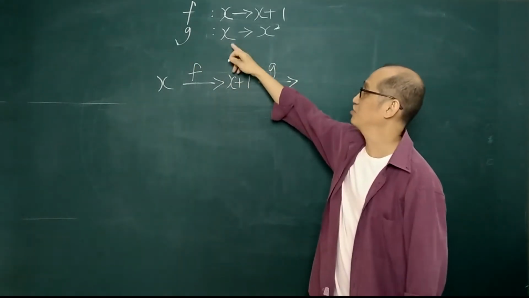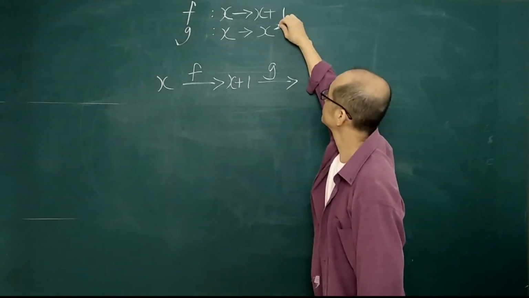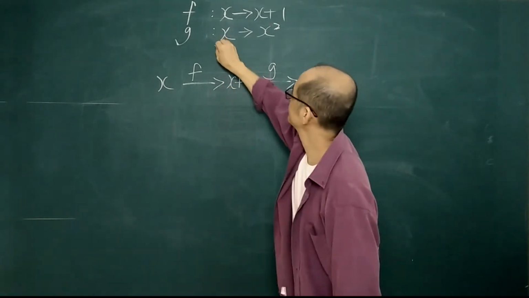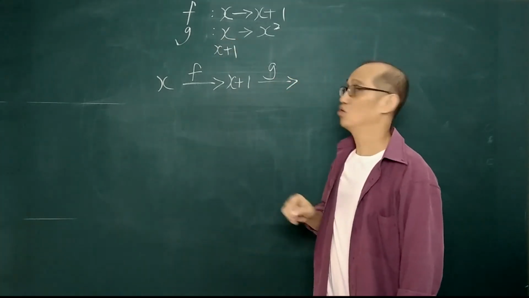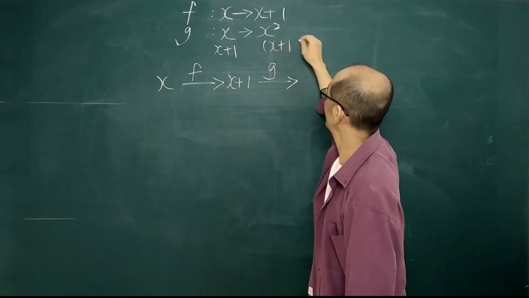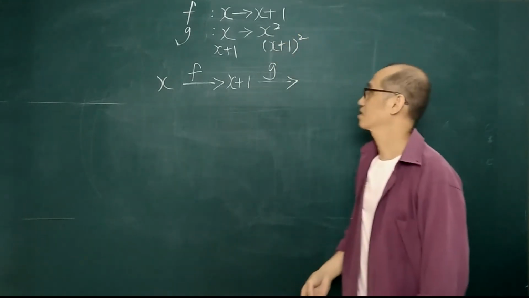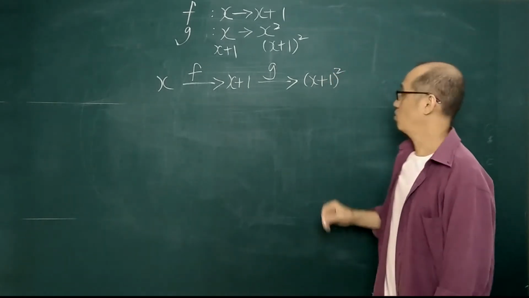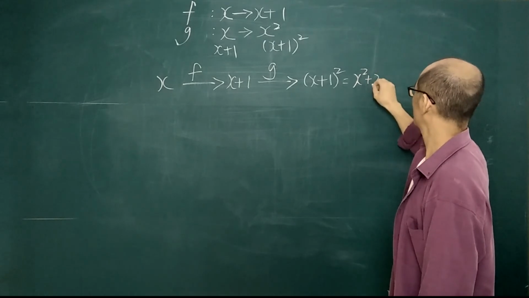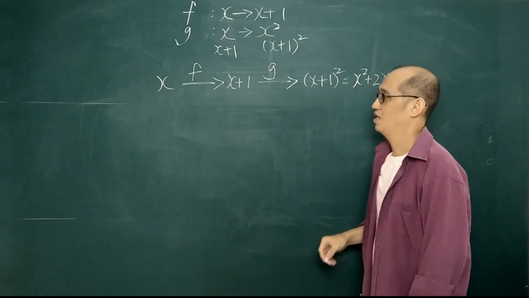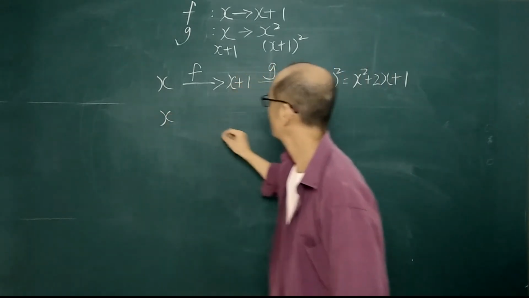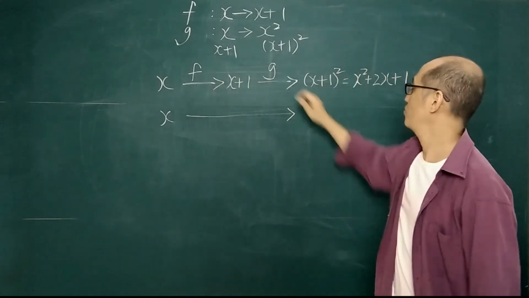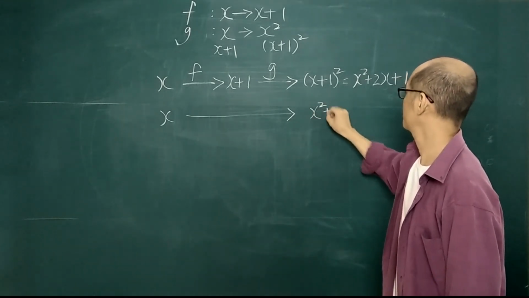Now let's look at function g. Function g is x is mapped to x squared. Now the object is not x. The object is x plus 1. So what we have here is x plus 1 squared. So the image here is going to be x plus 1 squared, or x squared plus 2x plus 1. So here we say that x goes through the function f, and then g, we get the image x squared plus 2x plus 1.